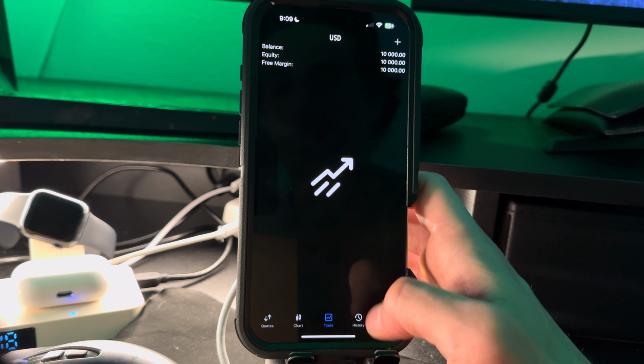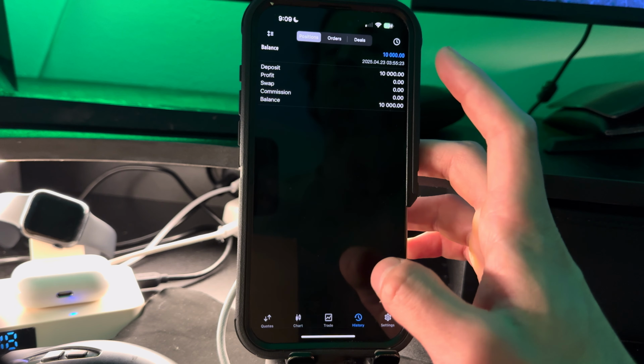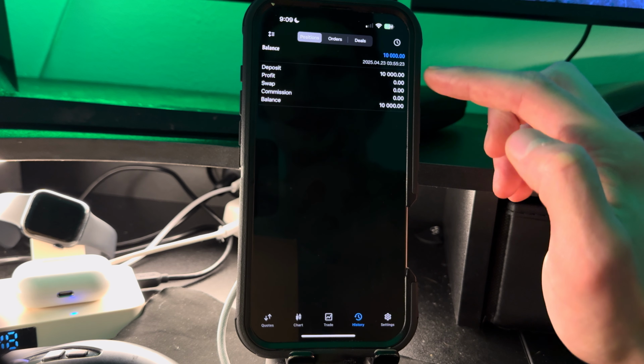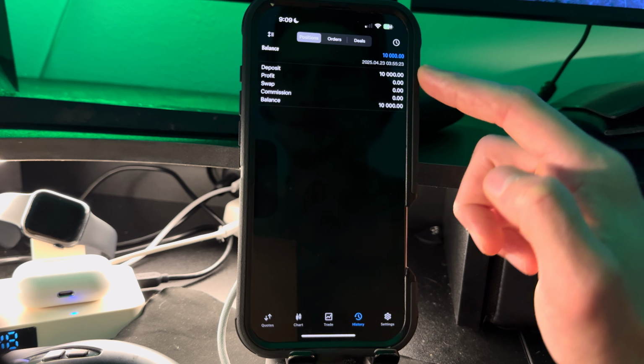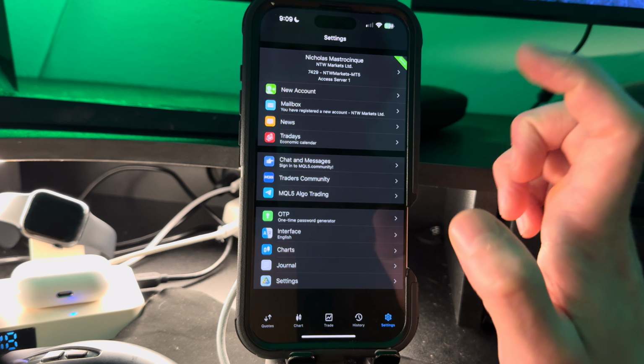We're going to show you what that looks like when you actually take a trade. History is going to show here. For example, it shows that I just opened up this account a couple minutes ago, $10,000, etc. It's going to show profit, swap, commission, balance, all that stuff here as well. This is your history. And then the bottom right, that's the settings.